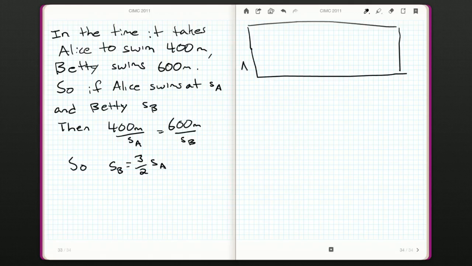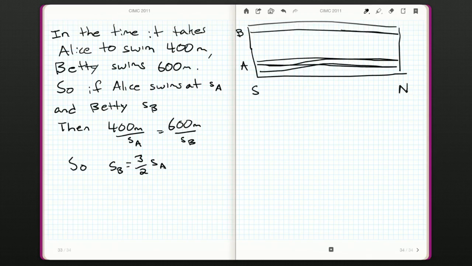So Alice goes back, then forth, then back, then forth. This is the south side of the pool, this is the north side of the pool. So she does 4 laps, while Betty goes back, forth, back, forth, back, and forth. And then they both meet again at S. They cross at S. Okay.